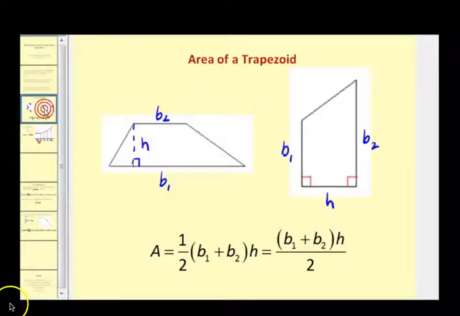Let's do a little review first. Remember, a trapezoid is a quadrilateral with one pair of parallel sides.